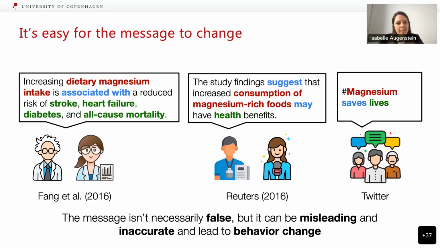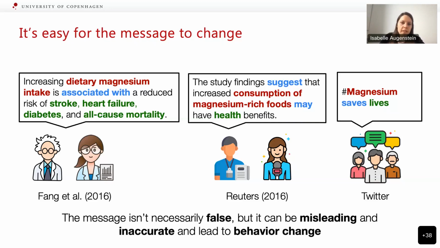Now, when you look at that together, then the final message isn't necessarily false, but it's misleading and also inaccurate, and it leads to behavior change. So someone might read this and think, I better just take some magnesium every day because it will save my life. And this is a relatively harmless example. I mean, it wouldn't necessarily hurt people, but there are many things that have a much bigger impact on people's lives, where it's much more serious than this.